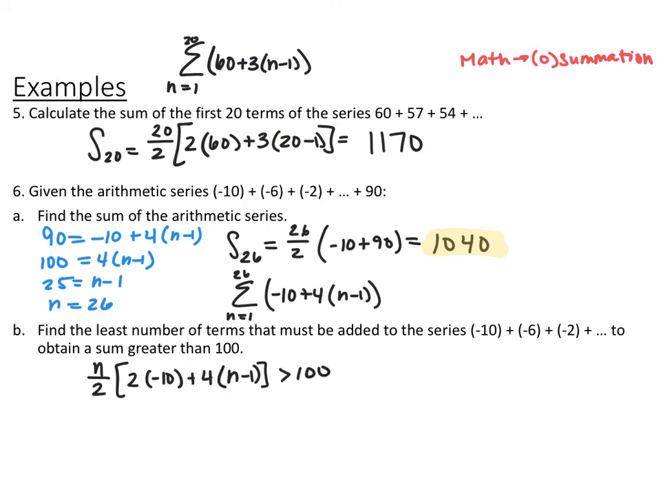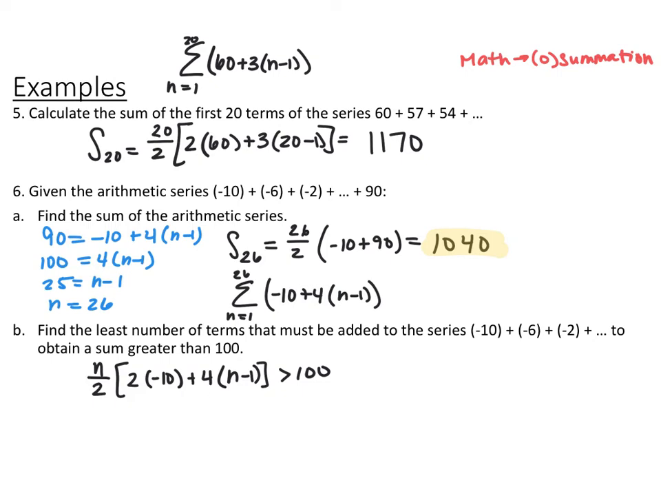So for the next one, we want the sum, so n over 2 times negative 10 plus 4 times n minus 1 to be greater than 100, where we're needing to solve for n. So that's why I use this version. There's a few ways you could do this.